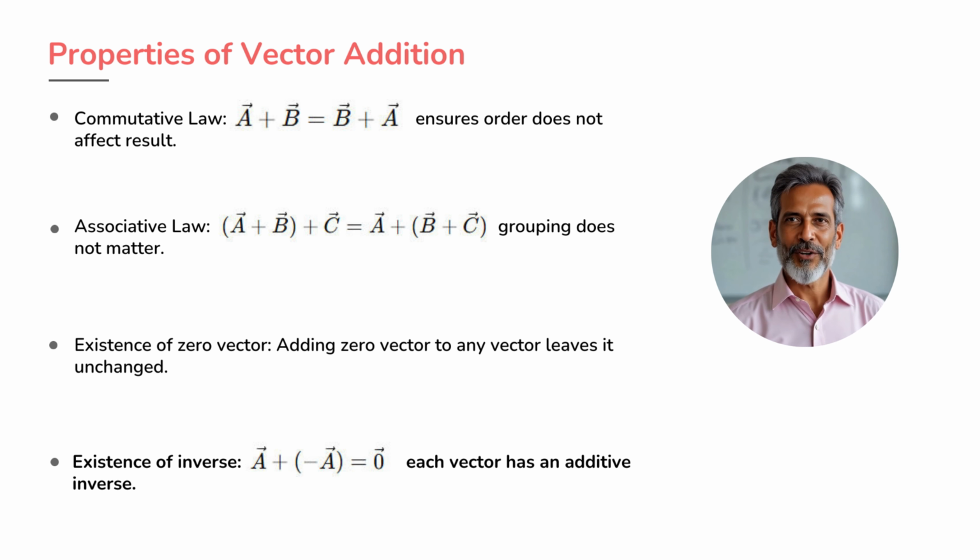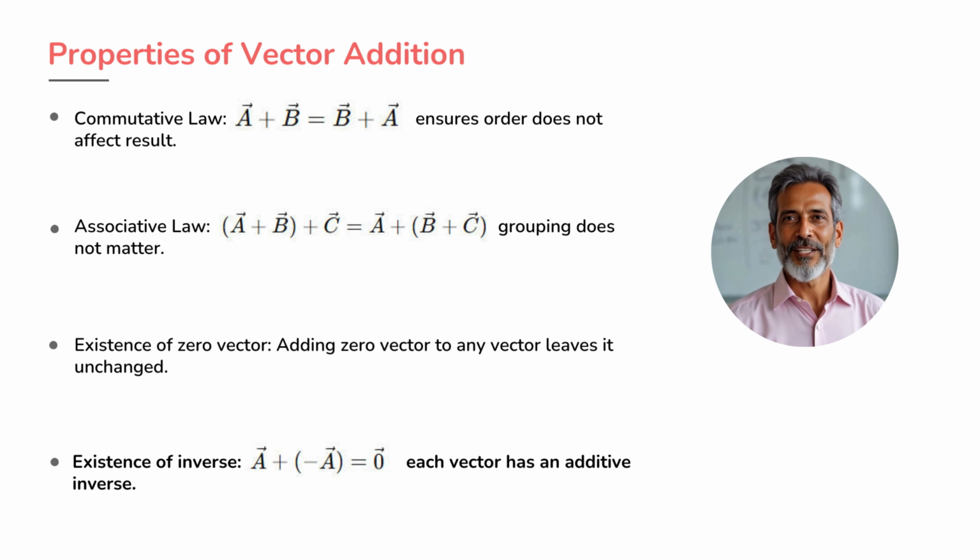The algebraic laws that govern vector addition. First, the commutative law tells us vector A plus vector B equals vector B plus vector A. So, changing the order doesn't change the result. Next is the associative law. The way we group vectors doesn't matter. Whether you add A and B first, then add C, or add B and C first, then add A, the final vector stays the same. Formally, open bracket A plus B close bracket plus C equals A plus open bracket B plus C close bracket.